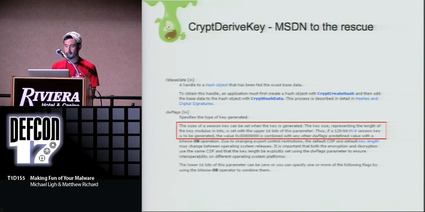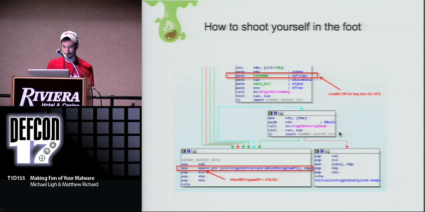So for the CryptDeriveKey API function, the dwFlags parameter, the low order 2 bytes of this specify the key size that you want for your encryption key. So here, if the high bytes are 0x0080, then the encryption key that we're asking for is a 128-bit RC4 key. Now this is how to shoot yourself in the foot.